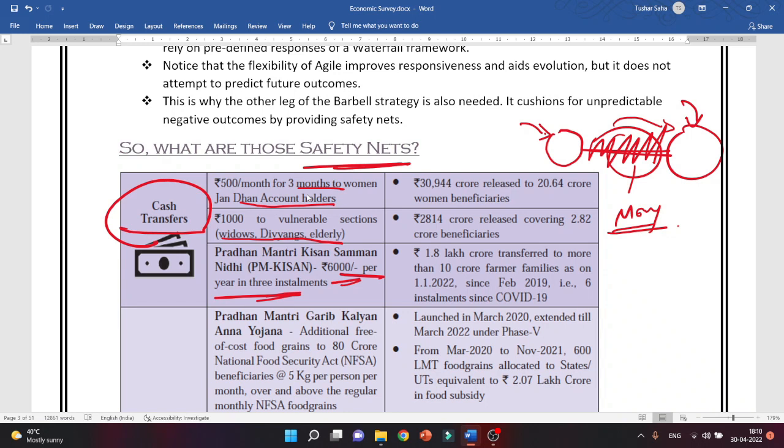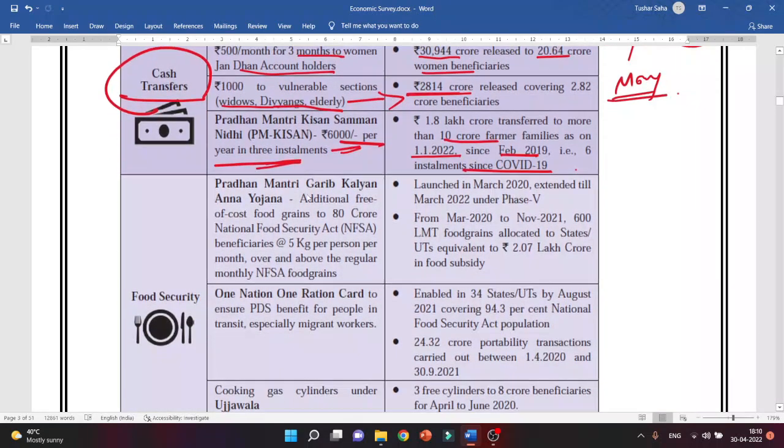Now, 30,944 crore was released to 20.64 crore women beneficiaries, and 2,814 crore was released covering 2.82 crore beneficiaries, meaning widows, Divyangjan and elderlies. Then 1.8 lakh crore was transferred to more than 10 crore farmer families as of 1/1/2022 since Feb 2019. That is 6 installments since COVID-19. These are very, very important.